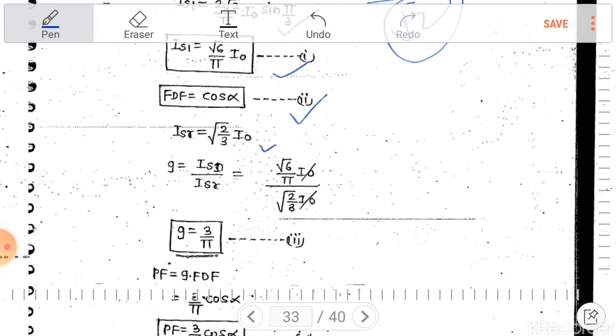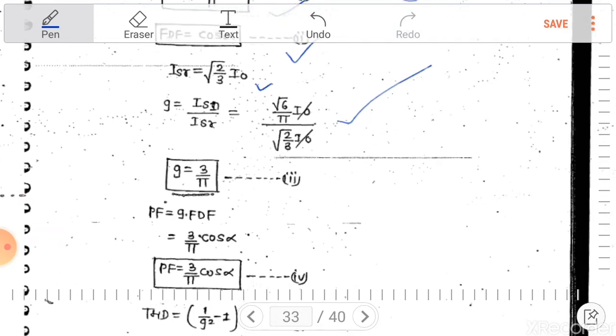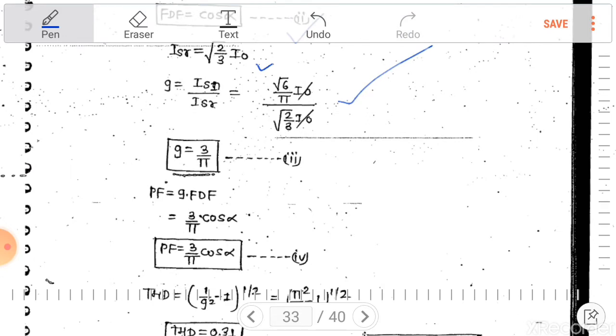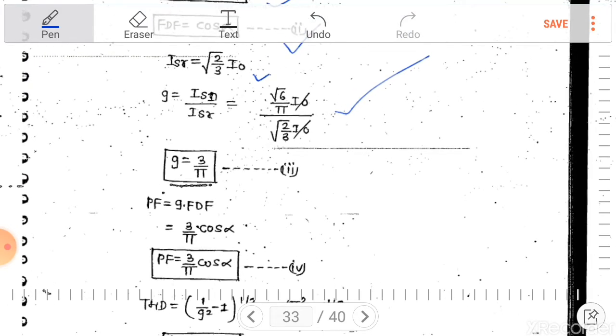RMS value of source current is root 2 by 3 into I naught. We have derived it before. Put these values in the distortion factor formula, IS1 upon ISR. We get G equal to 3 by pi. In single phase, hopefully you remember that we have distortion factor equal to 2 root 2 by pi, but here G is 3 by pi.